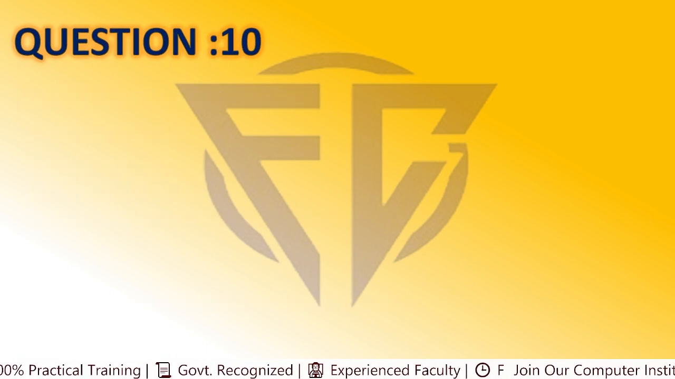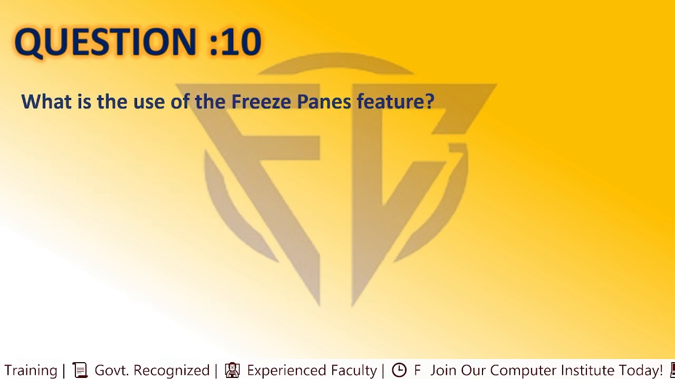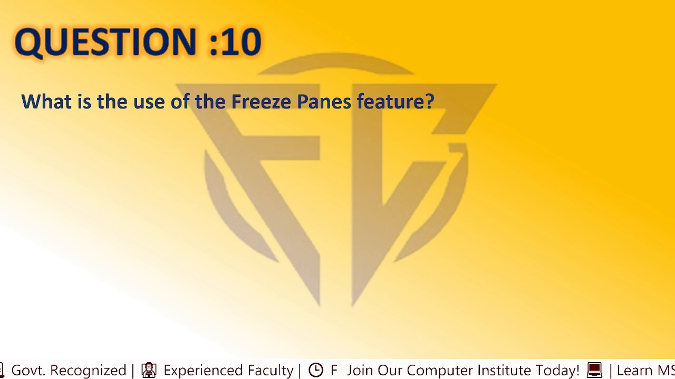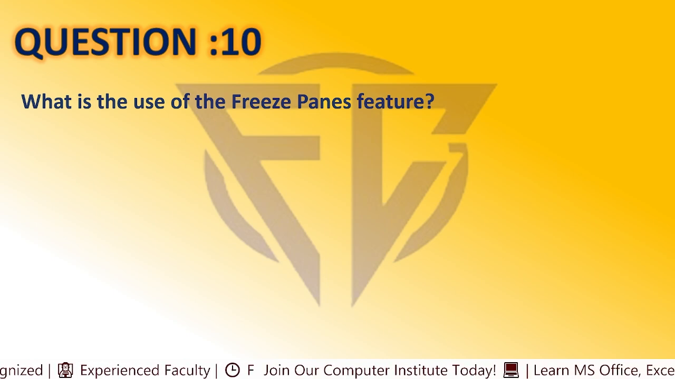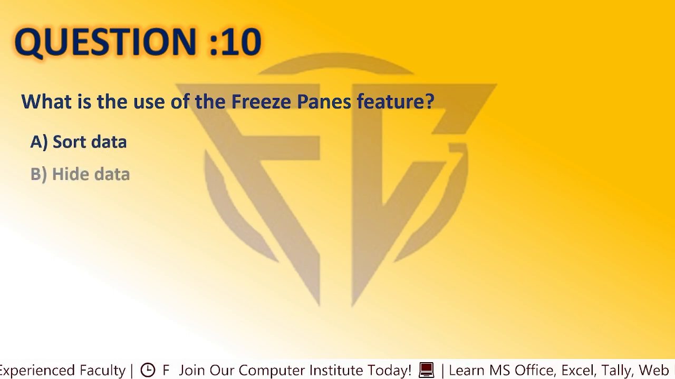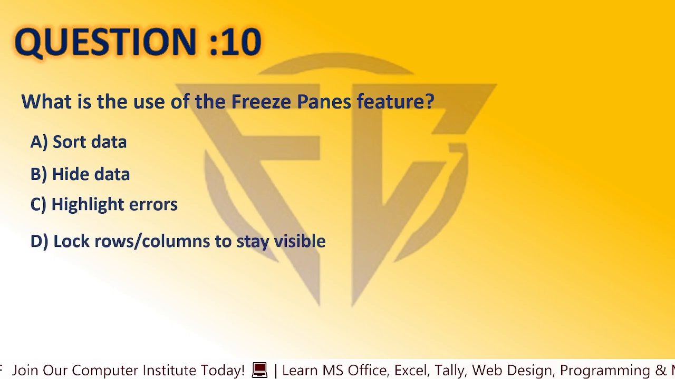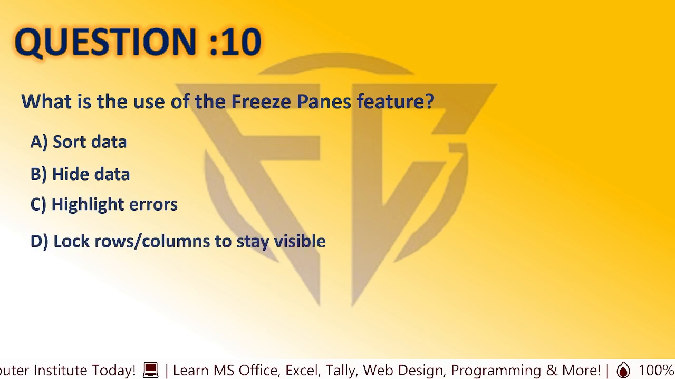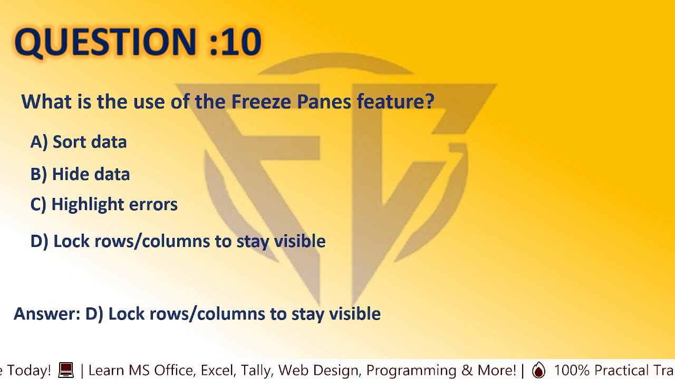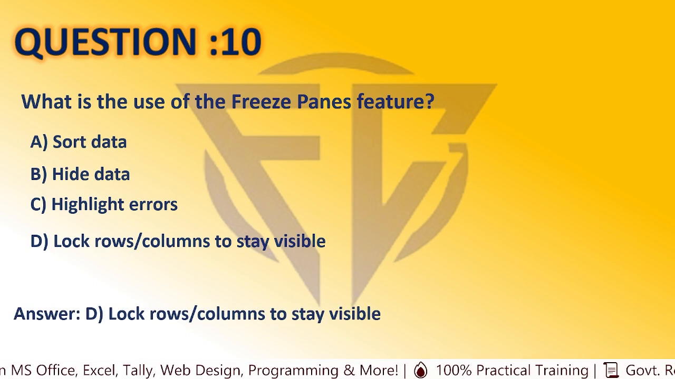And the last question is what is the use of the freeze panes feature? Freeze panes feature का यूज क्या है? And the options are sort data, hide data, highlights errors and locks rows or columns to stay visible. And the answer will be D, that is locks rows or columns to stay visible.